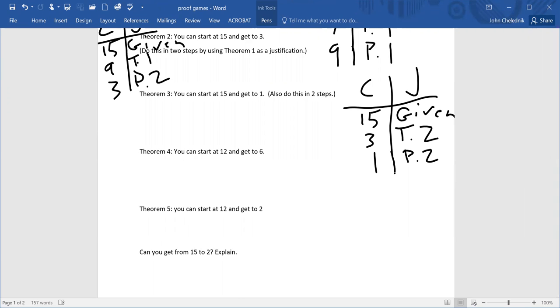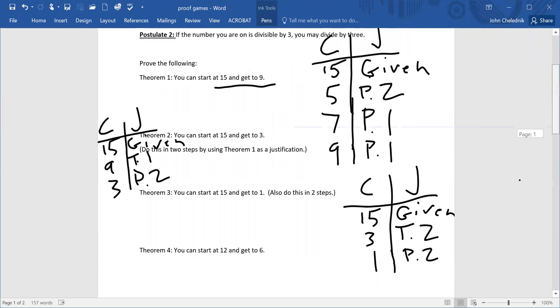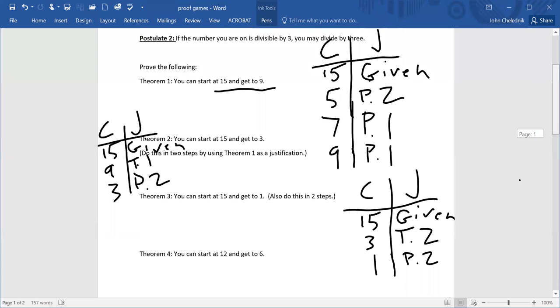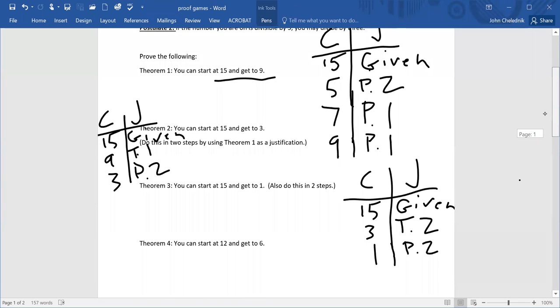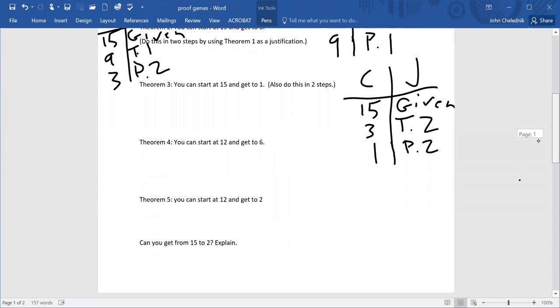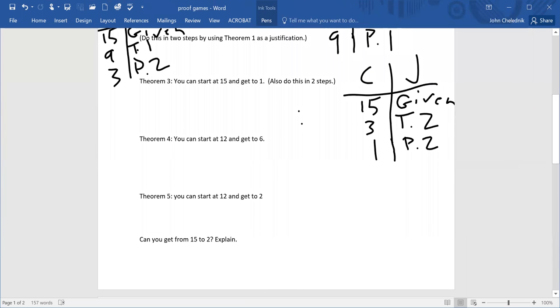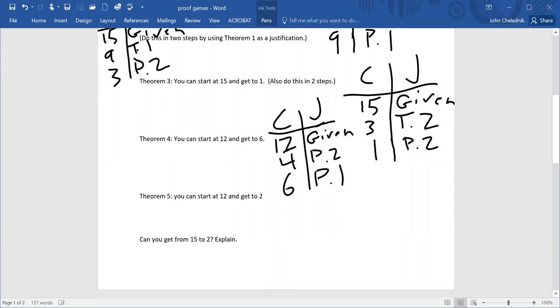All right, theorem 4. It says you can start at 12 and get to 6. Now, none of these theorems had us starting at 12, so we can't use any of the previous theorems. We have to just go off the first 2 postulates again for this one. So let's start at 12. 12 is divisible by 3, so let's go to 4 by postulate 2. And then postulate 1 will take us right to 6. Add 2 by postulate 1.